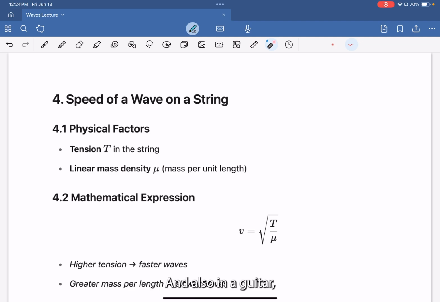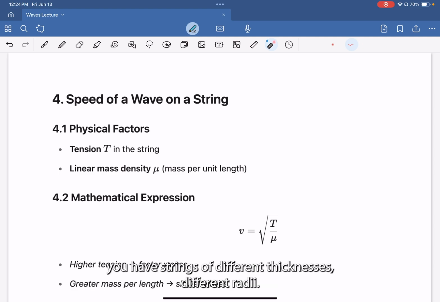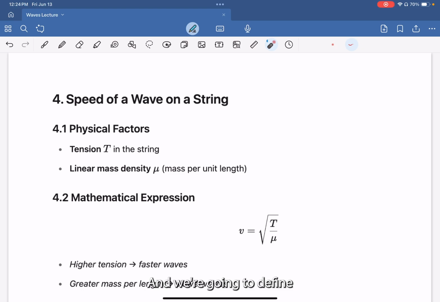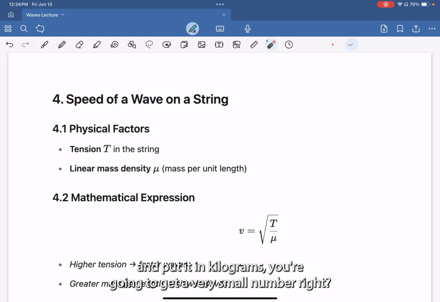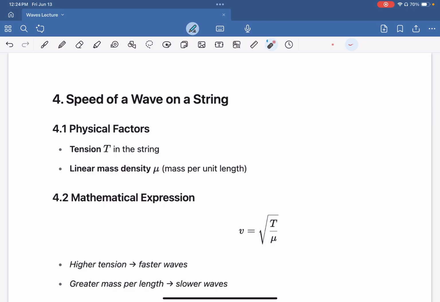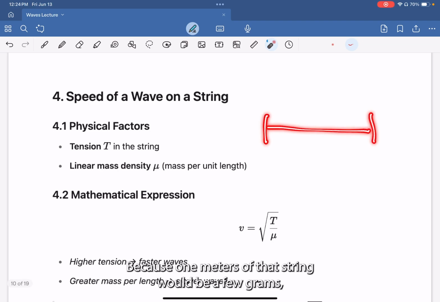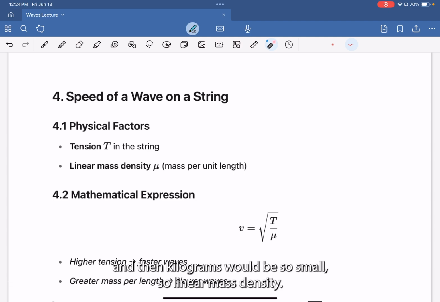And also in a guitar, you have strings of different thicknesses, different radii, and we're going to define a new quantity called linear mass density, mu, and it's the mass of 1 meter. So if you take a guitar string and measure the mass of 1 meter of that string in kilograms, you're going to get a very small number, right? Because 1 meter of that string would be a few grams, and in kilograms would be so small. So linear mass density.